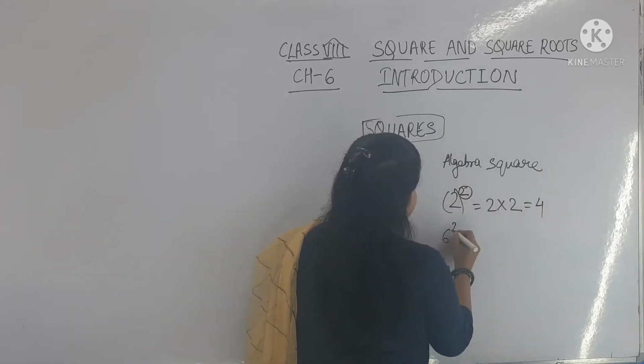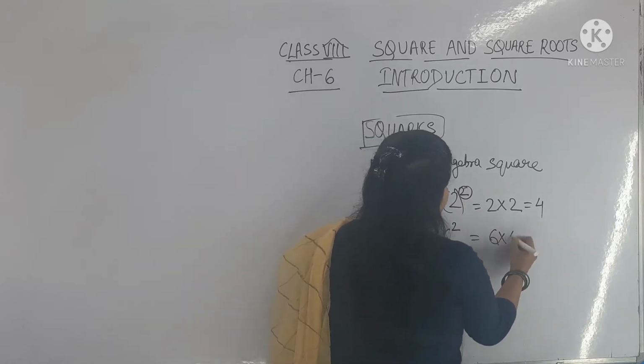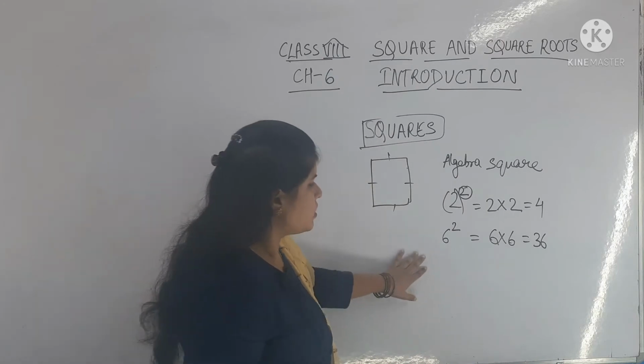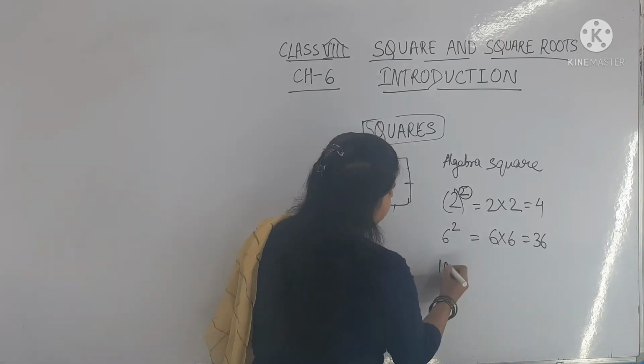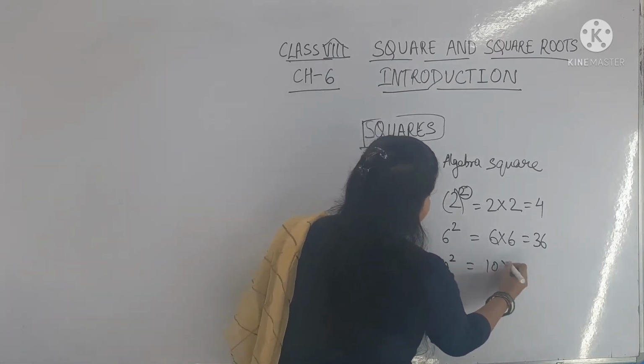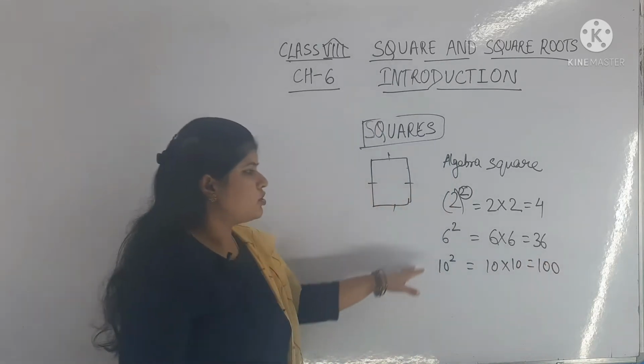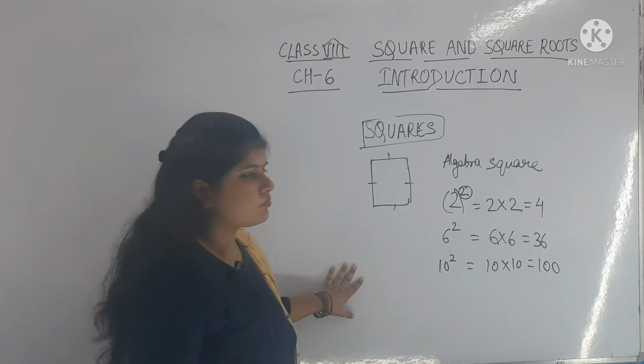Like this, if it is 6 square, 6 into 6, that is 36. Okay, so that is the squares. If it is 10 square, 10 into 10, that is 100. So this is the algebra square.